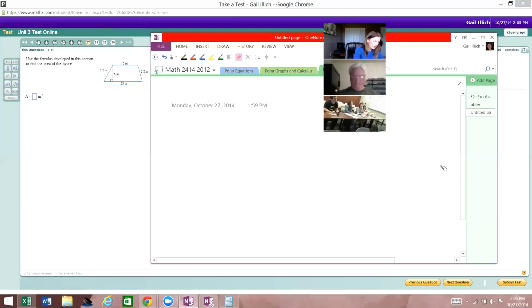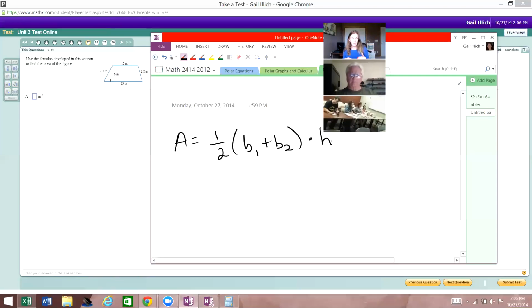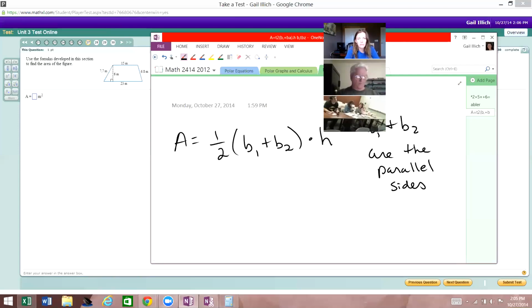So the area is equal to 1/2 times B1 plus B2 times the height, where B1 and B2 are the two parallel sides. I don't remember teaching this. I don't remember it either. Yeah, so it's a good thing we did this. Here's our homework.